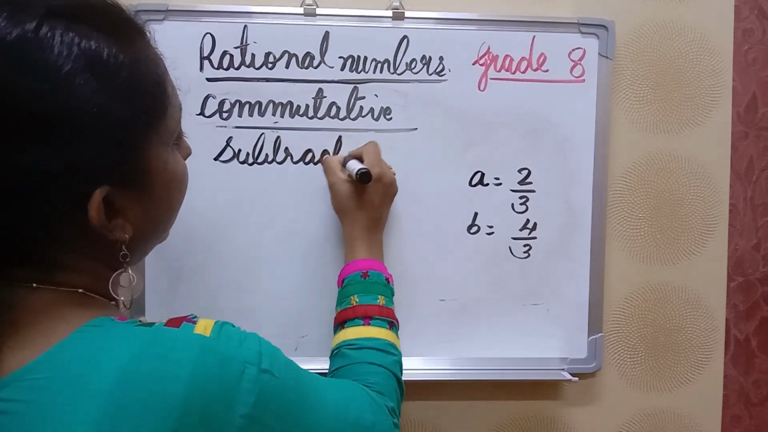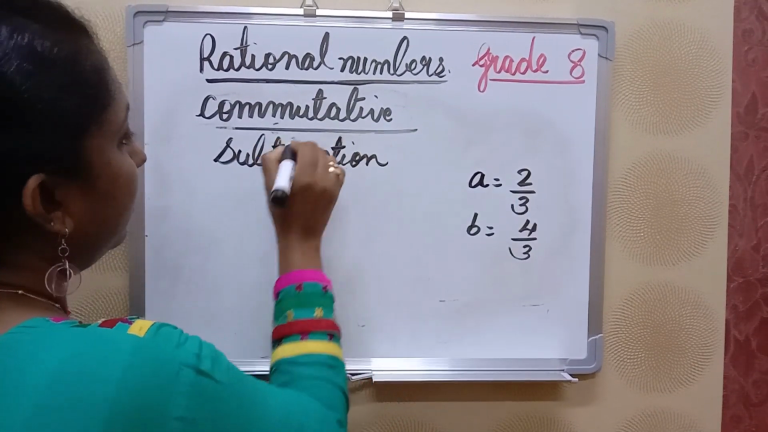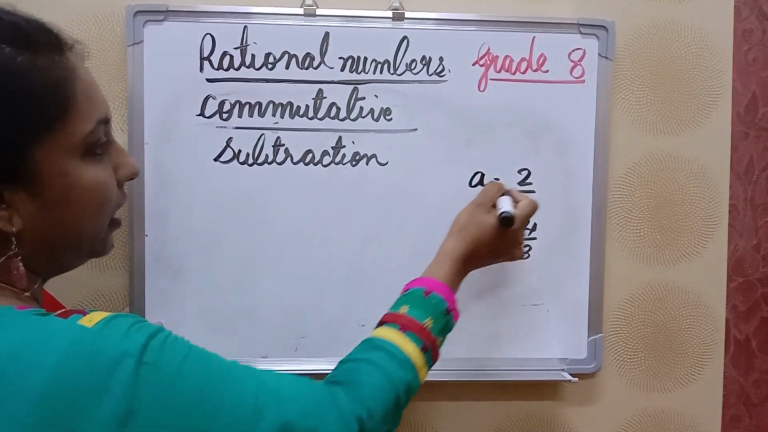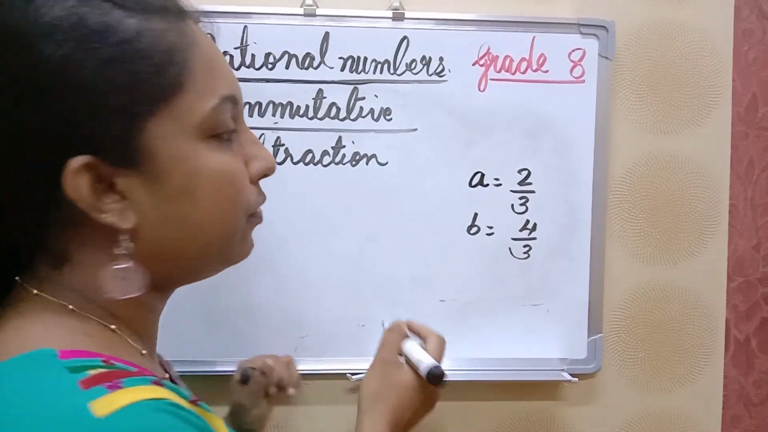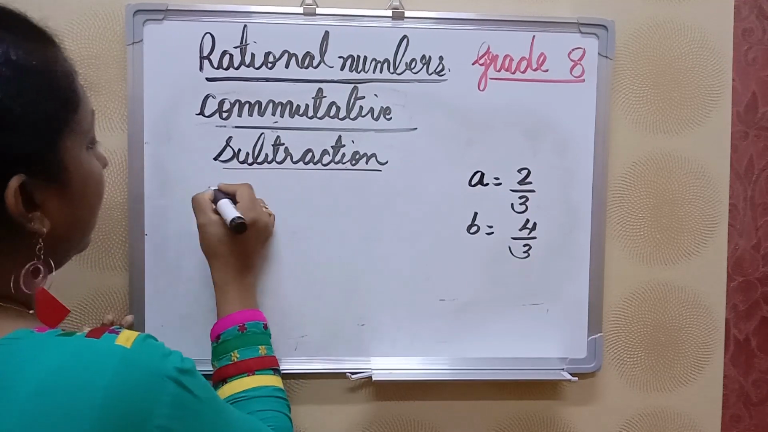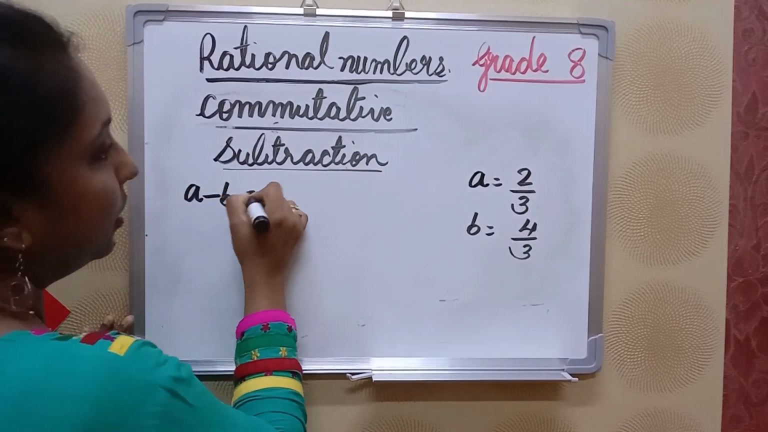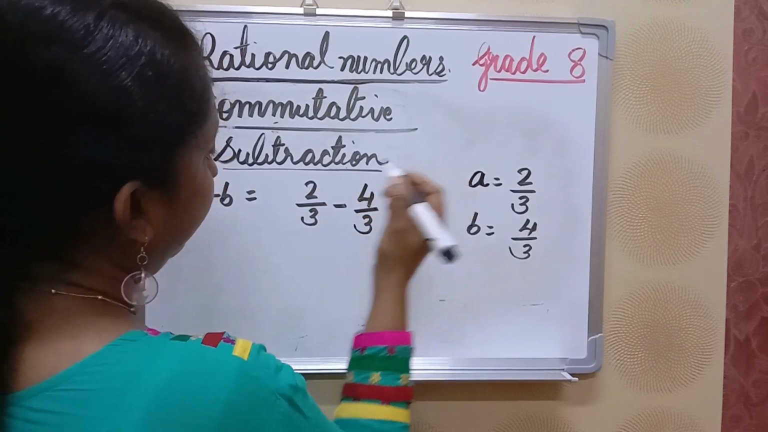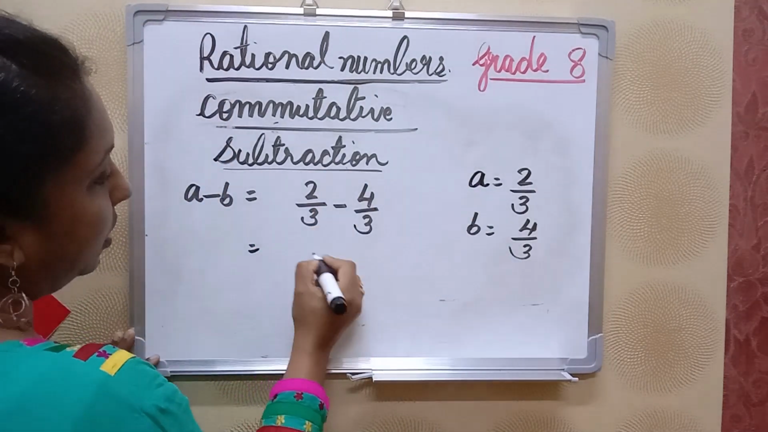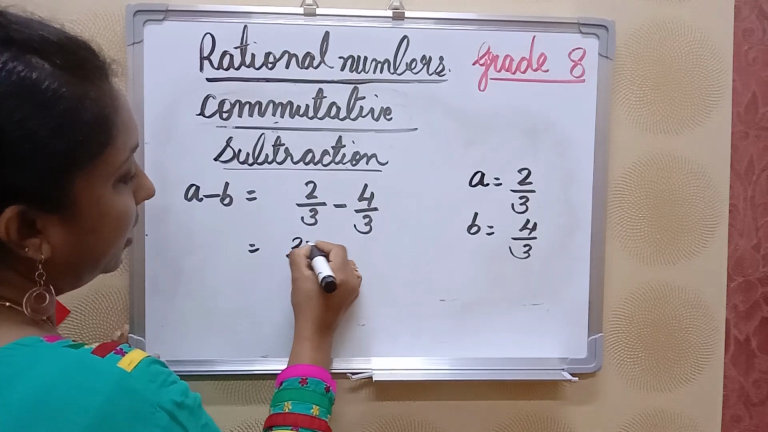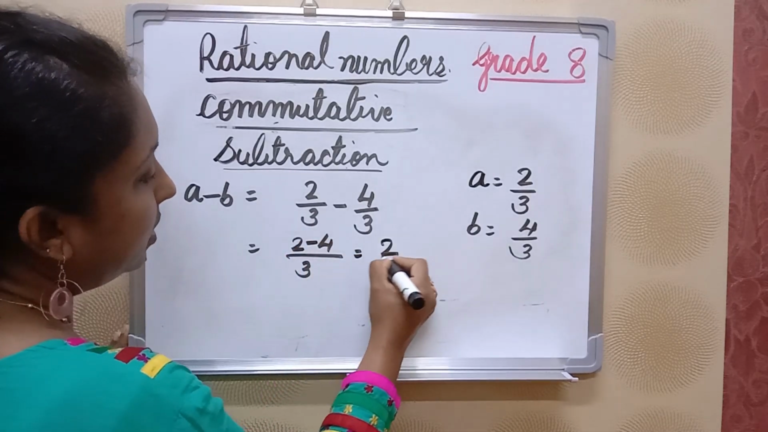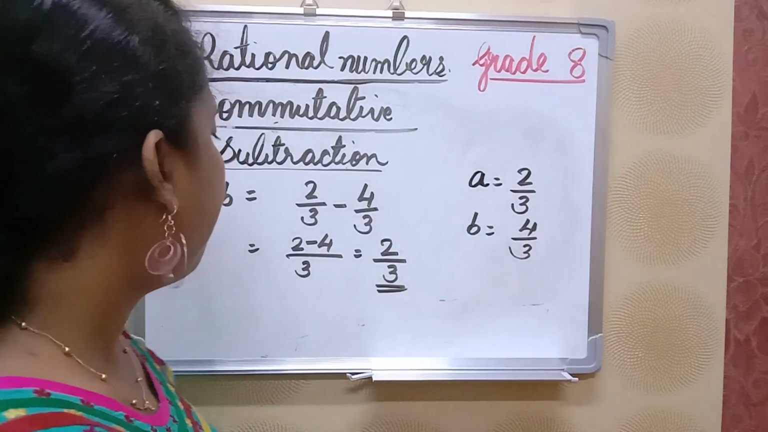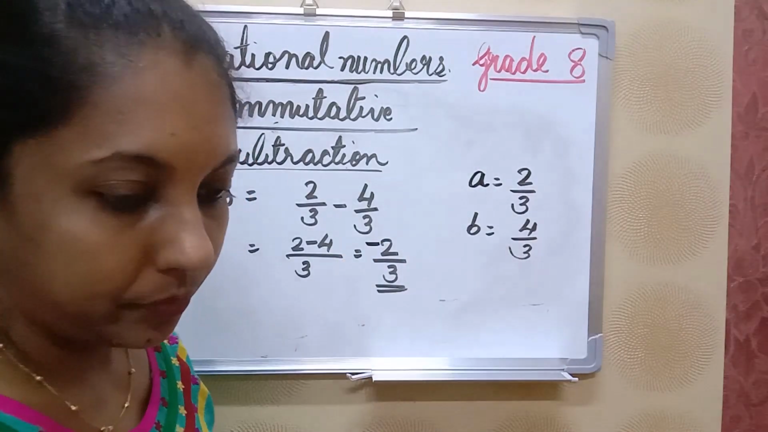Let us check whether subtraction is commutative or not. First we have to find A minus B. A is 2 by 3, B is equal to 4 by 3. This A minus B is equal to 2 by 3 minus 4 by 3. That is 2 minus 4 upon 3, minus 2 by 3. A minus B is minus 2 by 3.